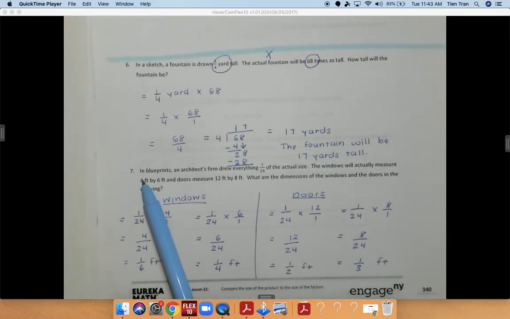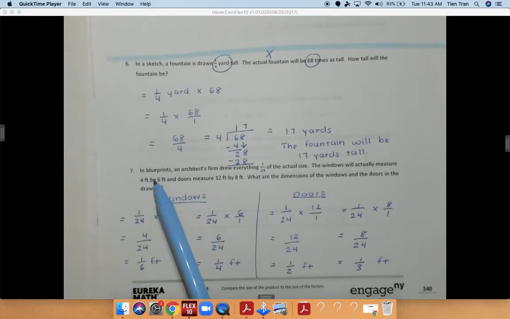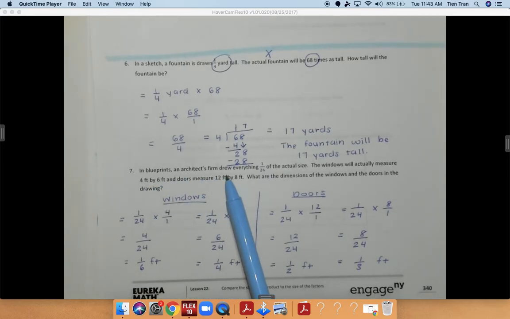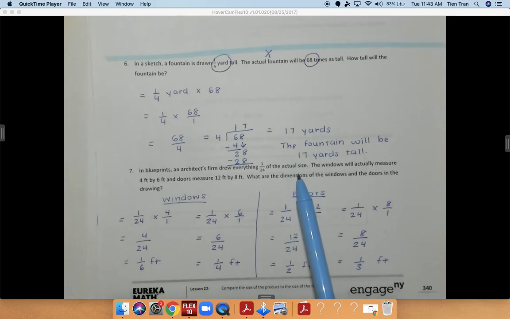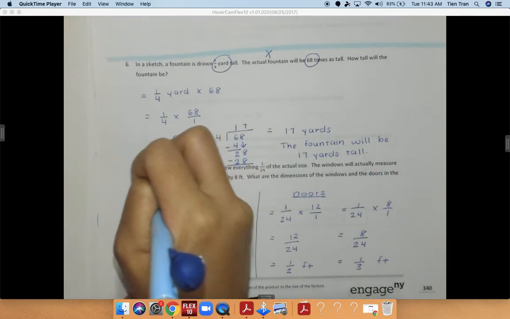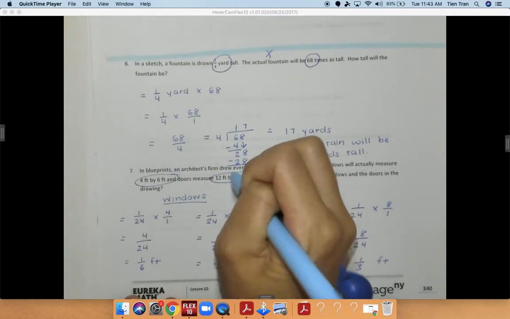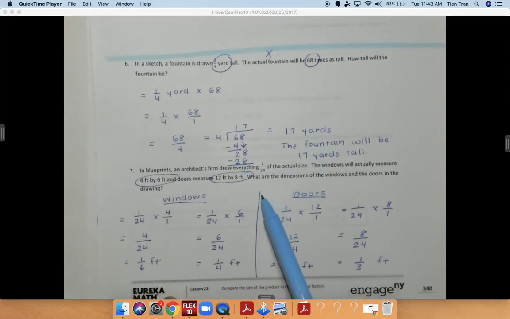So number 7 asks you about blueprints. Blueprints are like a map for architects to draw out their sketch before creating it. So in blueprints, an architect's firm drew everything 1/24 of the actual size. The windows will actually measure 4 feet by 6 feet, and doors measure 12 feet by 8 feet. What are the dimensions of the windows and the doors in the drawings?